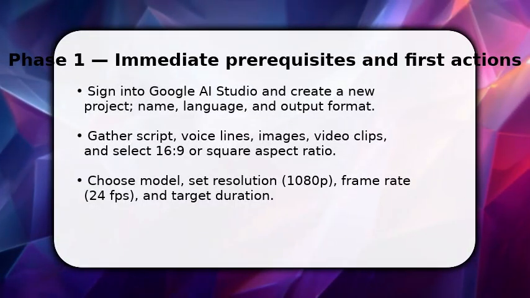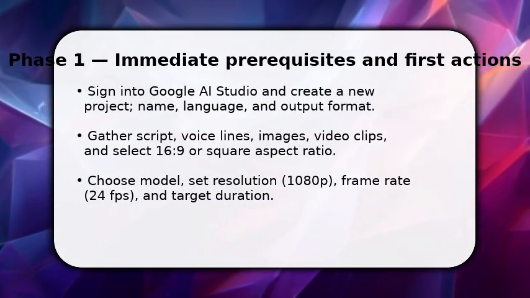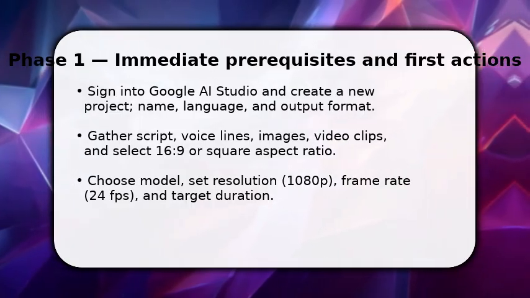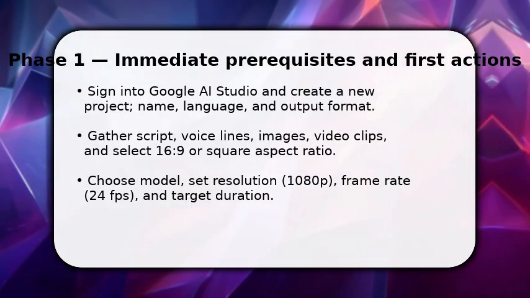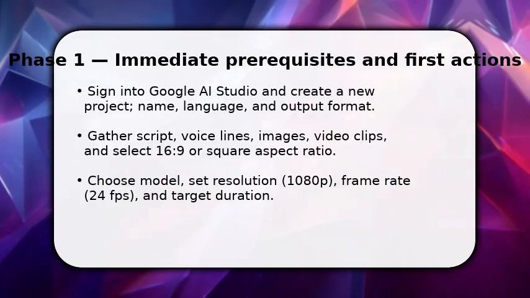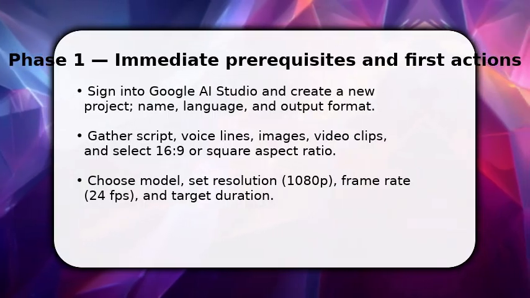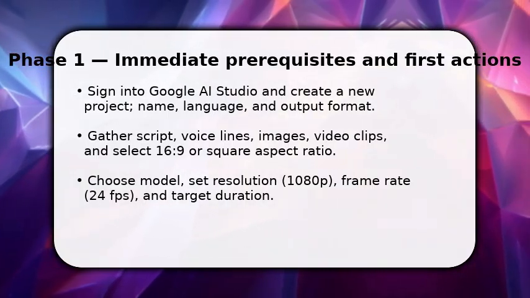You begin by defining a clear goal and preparing minimal assets so you can start fast. Sign into Google AI Studio, create a project, and pick 1080p and 16:9 so distribution stays simple. Next, upload your script, voice file, and any images. This reduces back and forth later.